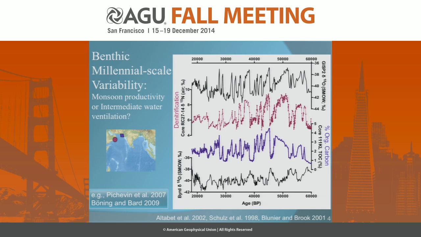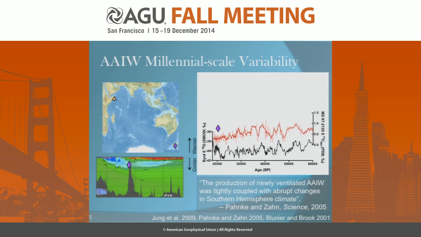However, a few other studies, such as Pichevin and Böning and Bard, suggest that these records can at least partly be explained instead by intermediate water variability. If you have more ventilation of the Arabian Sea, you're affecting the oxygen minimum zone that's present there, and so you would be affecting denitrification rates or the preservation of the carbon. Discussion is ongoing, but the water source that would be implicated for this increased ventilation would be Antarctic Intermediate Water, which a lot of people are talking about here today.